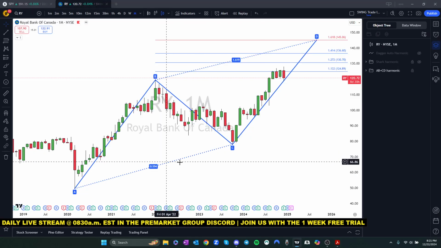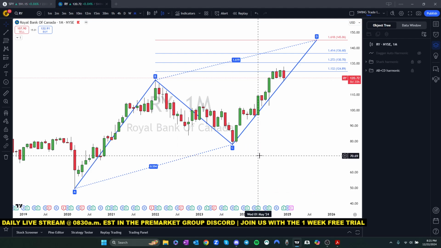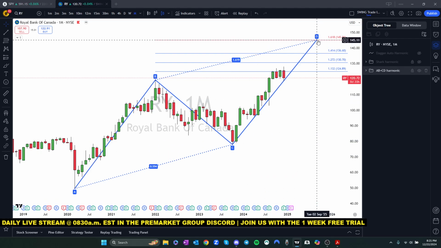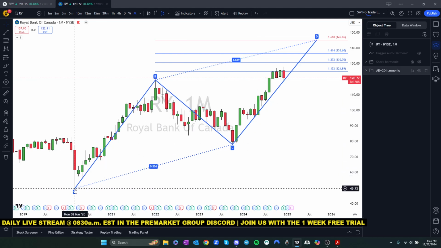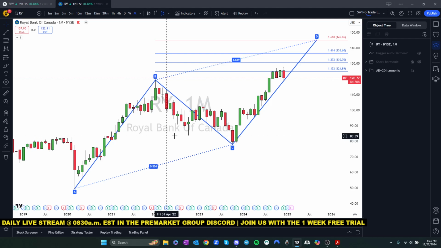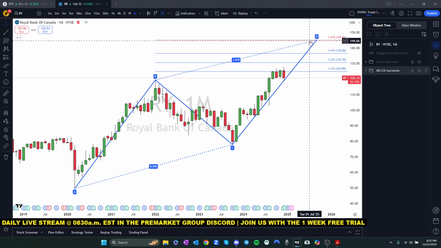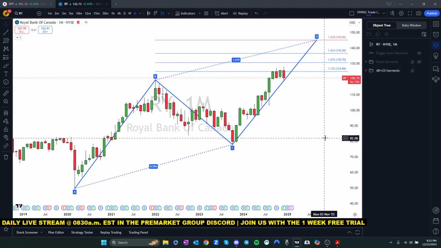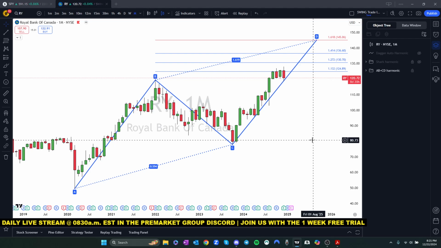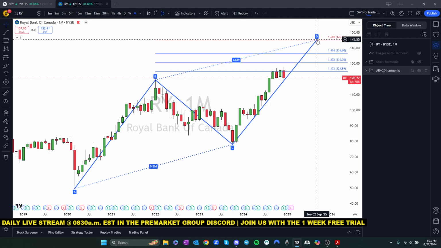So for this pattern that I drew here for the Royal Bank of Canada, you'll notice my PRZ, where I drew this ABCD pattern to for the projection, is up at the 1.618. So I am projecting that this pattern that dates back to COVID on the monthly chart will take us to 145 before we can anticipate a retracement. Where's the 0.618 point? The C or the A? It's at the D right here.